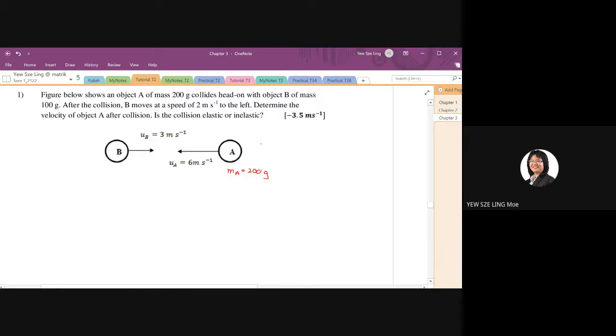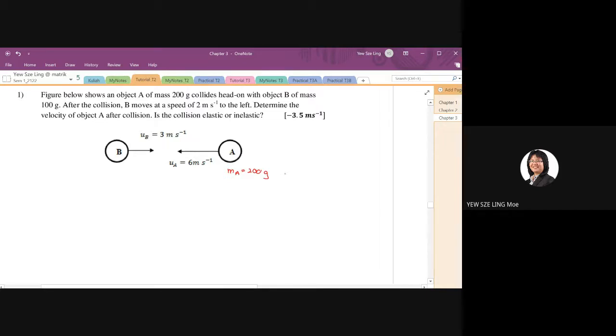Because when it comes to an impulse J, we need to convert into kg. But when it comes to the law of conservation, you don't have to change the unit. Why? Because the left-hand side and the right-hand side will cancel with each other. So as long as both sides have the same unit, then you don't have to change it into SI unit, unless the question asks you to state in SI unit.